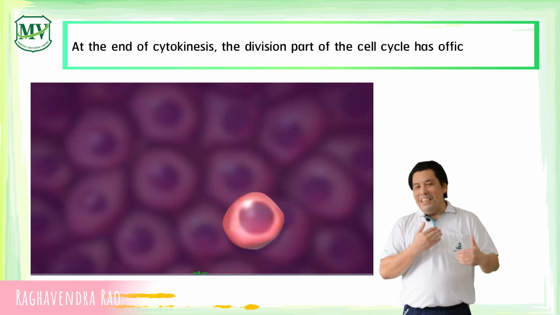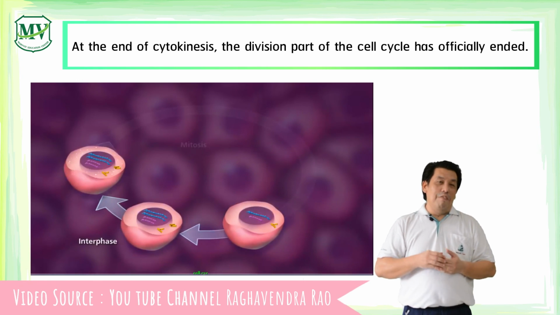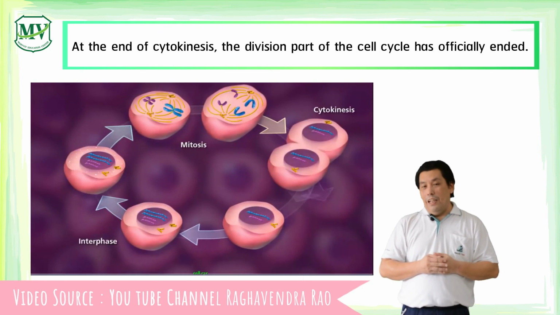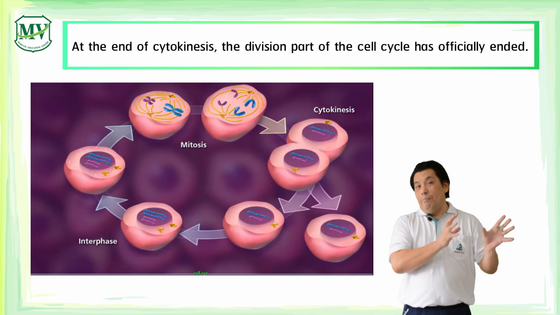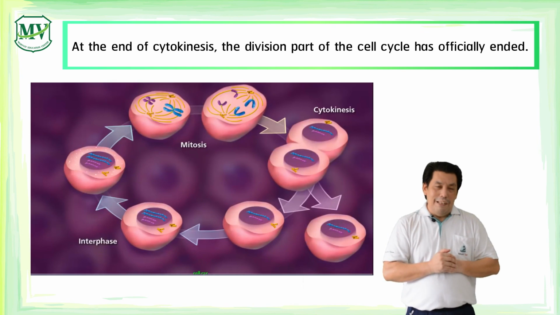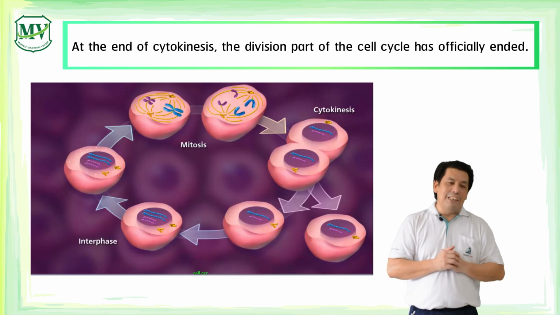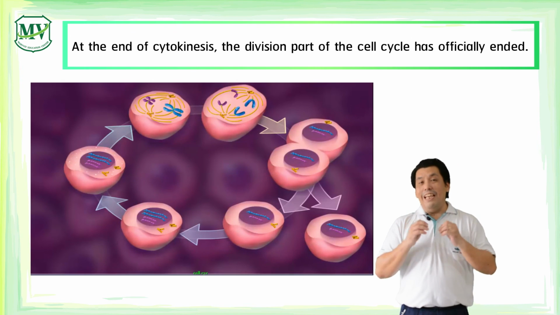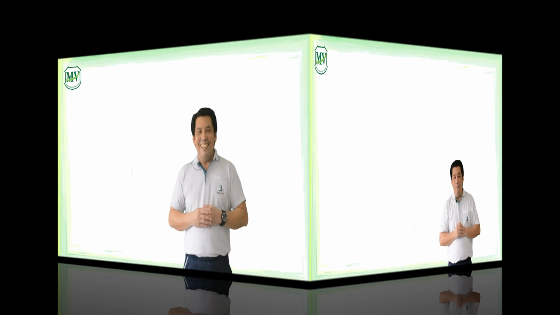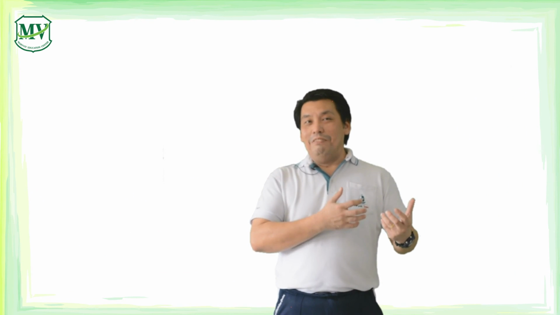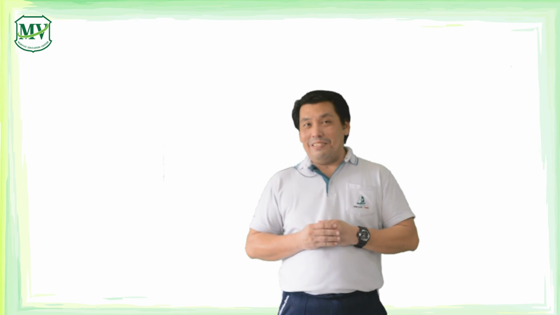The end of cytokinesis signifies the end of the M phase of the cell cycle, of which mitosis is also a part. At the end of cytokinesis, the division part of the cell cycle has officially ended. And that ends our exciting topic for part 1 of cell division in mitosis.